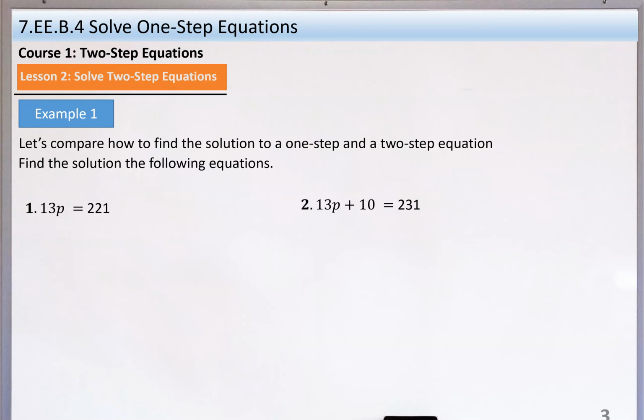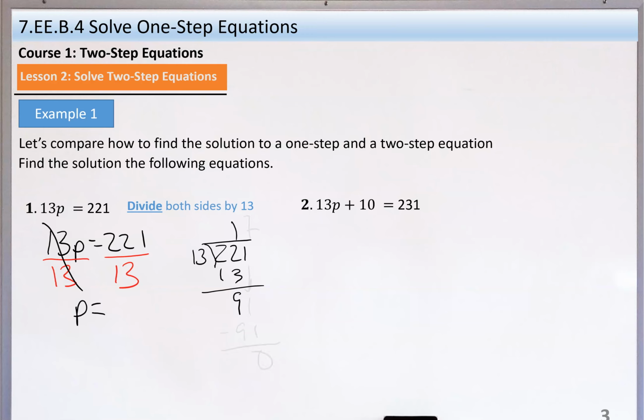So we're going to compare a one step to a two step. So one, I have 13 times the number p equals 221. I believe we did this one in the last lesson. So we divide both sides by 13. No problem. P is equal to 17. One step.